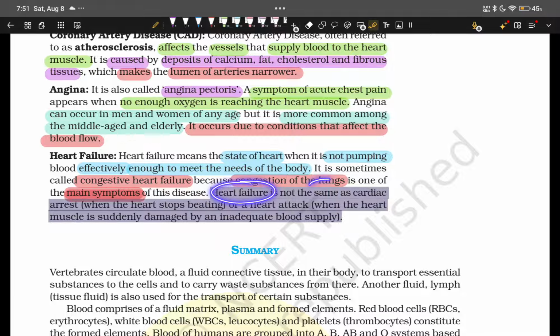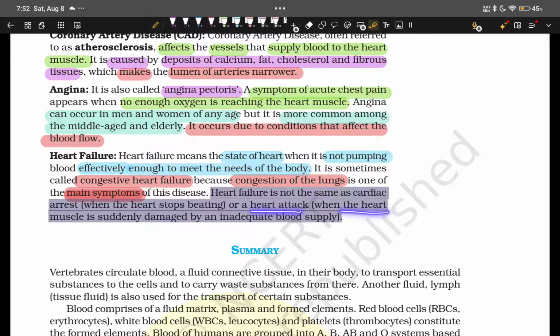Now heart failure is not the same as cardiac arrest, and not the same as a heart attack. All three words are different. Heart failure is when the heart is not pumping the blood effectively. Cardiac arrest is when the nodal tissue is damaged and the heart stops beating. As I mentioned, the P wave is there in the electrocardiogram, but if the nodal tissue is not working, then the heart stops beating. Impulse cannot be generated.